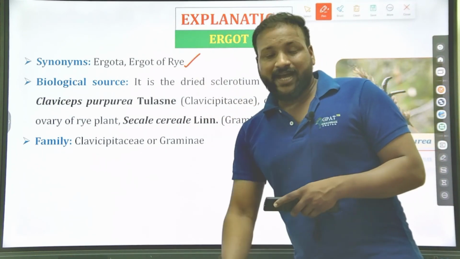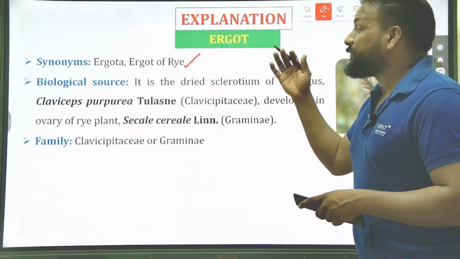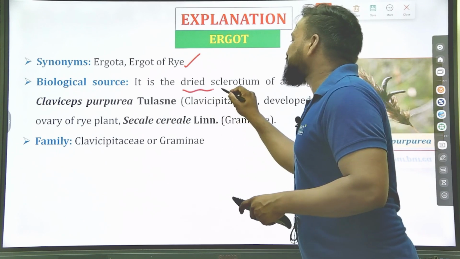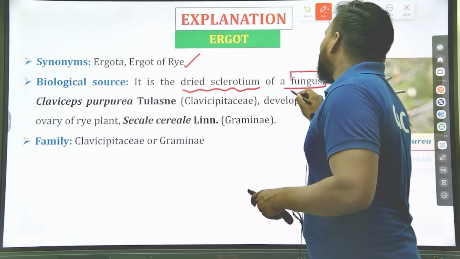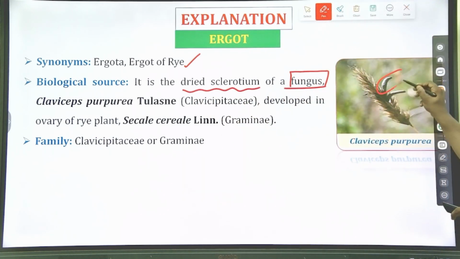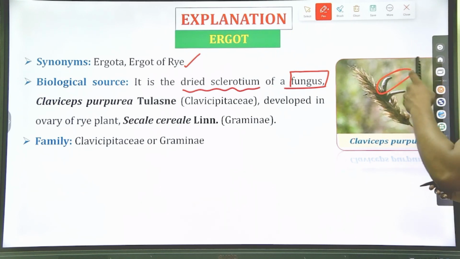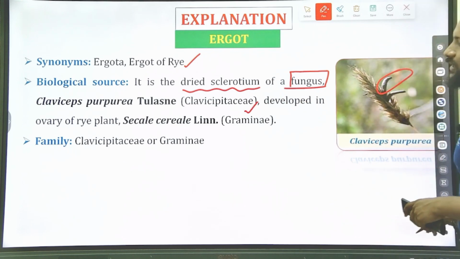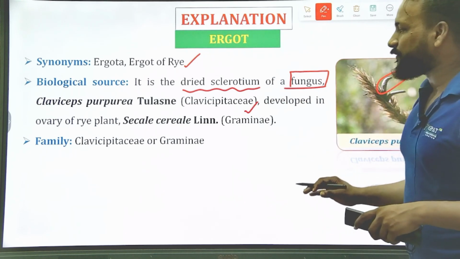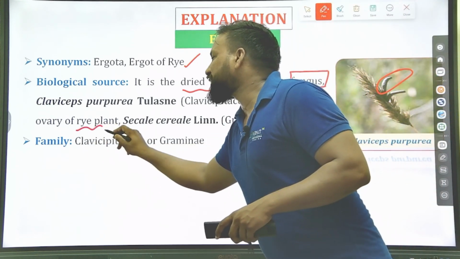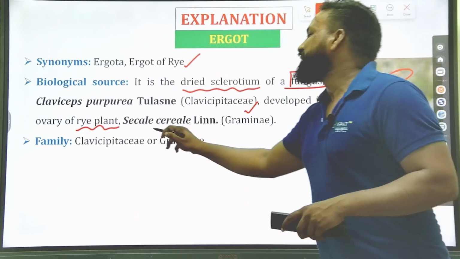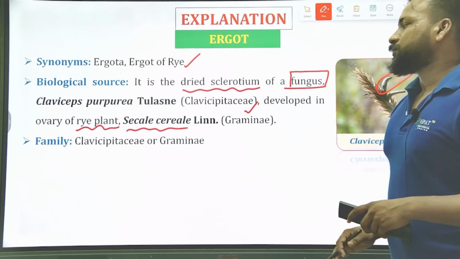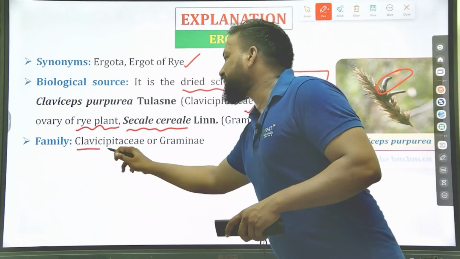Meanwhile, going to the drugs, we should definitely cover their synonyms. So ergota and ergot a fry. Coming to the biological source, it is a dried sclerotium of fungus Claviceps purpurea, belonging to the family Clavicipitaceae, which is developed from the ovary of the rye plant, Secale cereale.